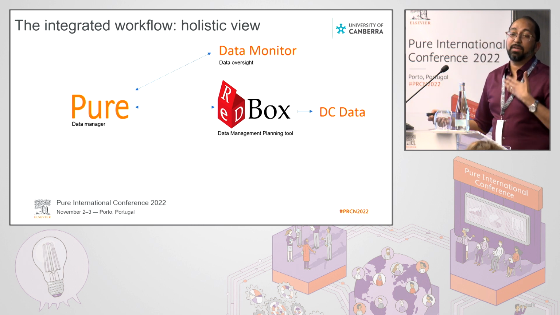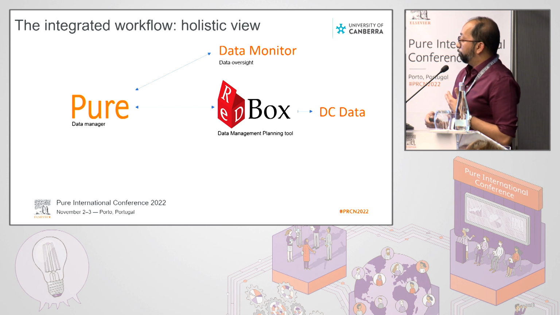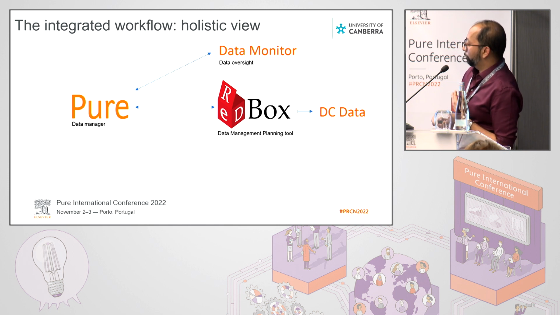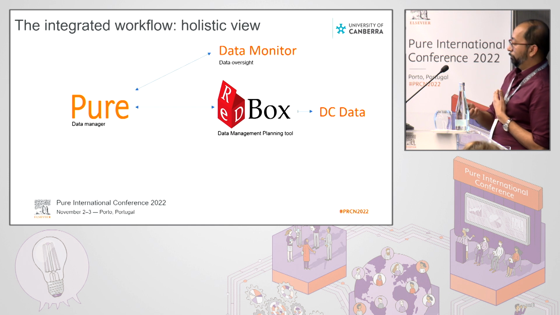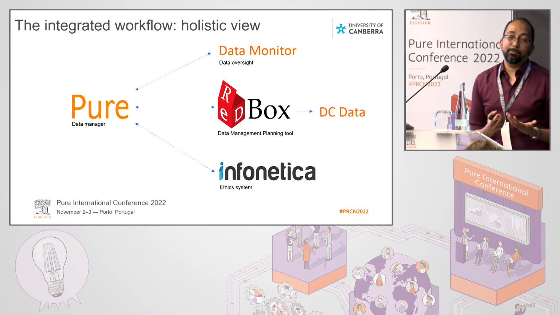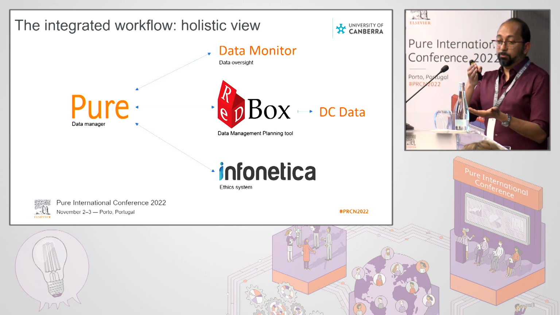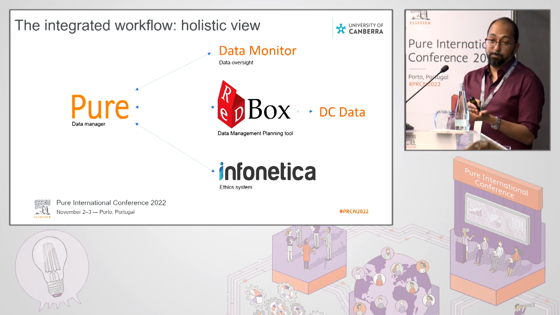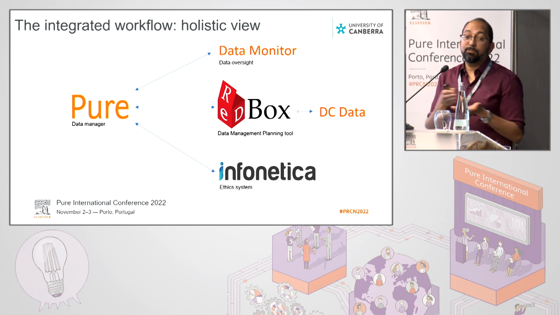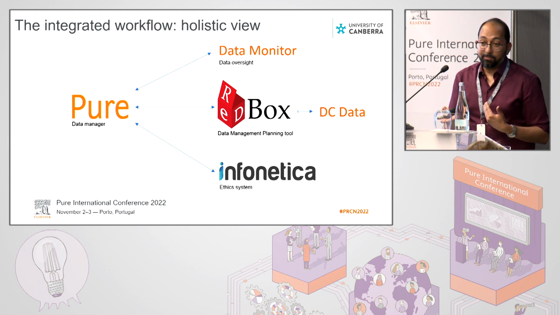So the next step that we are currently working closely on is to integrate Informatica, which is our ethics system, and that's also part of the researcher's life cycle when they have to think about a research data management plan before they can start their project. They need to think about whether they need ethics approvals for those projects, whether it be human ethics or animal ethics.